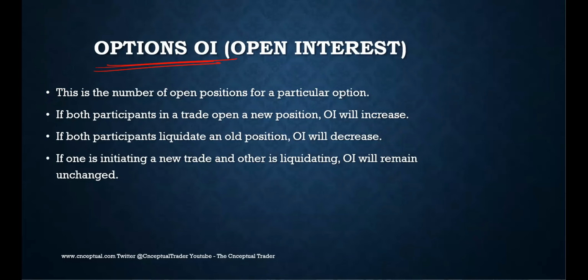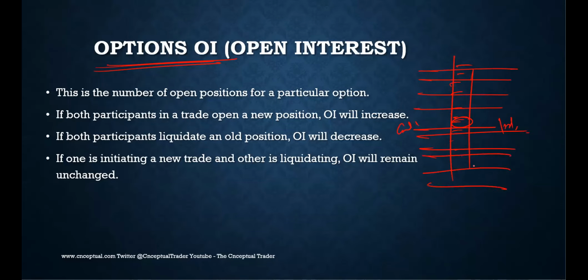Let me revise this for you guys very quickly so that those who are new will also know about this. Open interest is nothing but the open position for a particular option. We have an option chain for, let's say, Nifty, Bank Nifty, anything, or any stock. There are different strikes, and whenever you see any strike, there are call options as well as put options for that particular strike. And for different strikes, we have different call and put options.